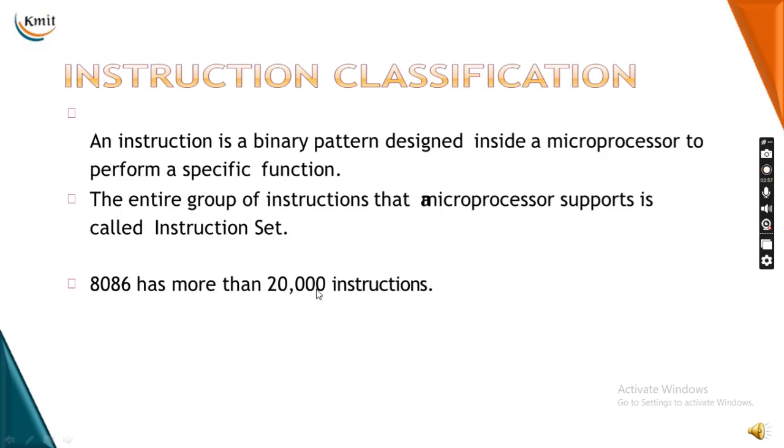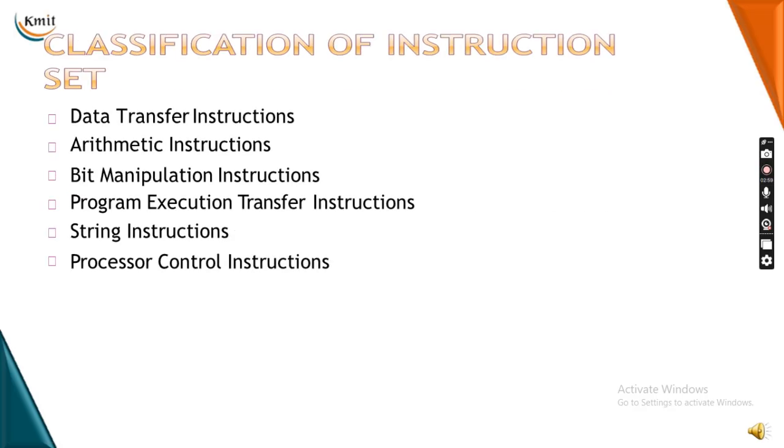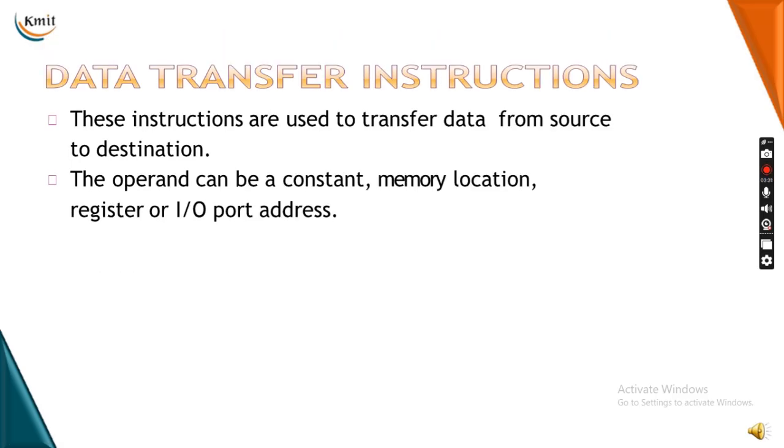Okay, we'll see one by one in an overview. Classification of instruction sets: there are 6 types of instructions that we need to know in order to program assembly language. First, data transfer instructions. Second, arithmetic instructions. Third, bit manipulation instructions. Fourth, program execution transfer instructions. Fifth, string instructions. Sixth, processor control instructions.